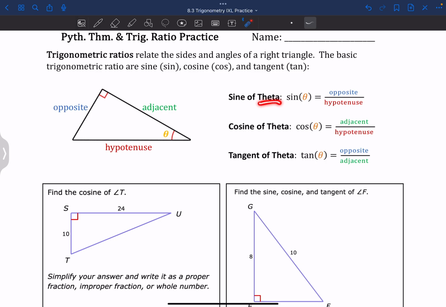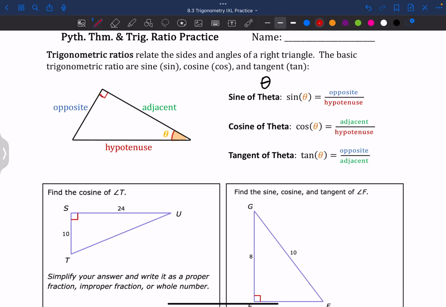I do want to emphasize before we get into the practice that instead of using angle A, sometimes we'll use theta. This is a Greek letter that looks like a special zero, but it's really just a Greek symbol. Okay, so if we look at our diagram right here, our angle that we're referring to is theta. That is going to be the angle that we're looking at.